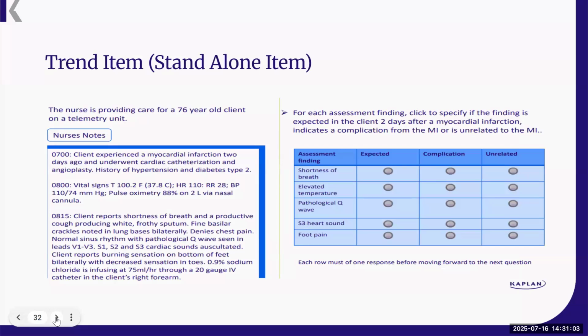The next item we have is a trend item or another standalone. It addresses more than one step of the clinical judgment measurement model by requiring the review of data over time. So they're following trends. There can be nursing notes, vital signs, lab work, etc., that they have the tabs to review, and it can measure any feature or any type of item within this particular trend item.